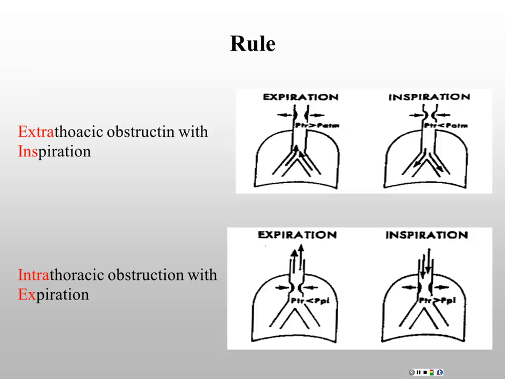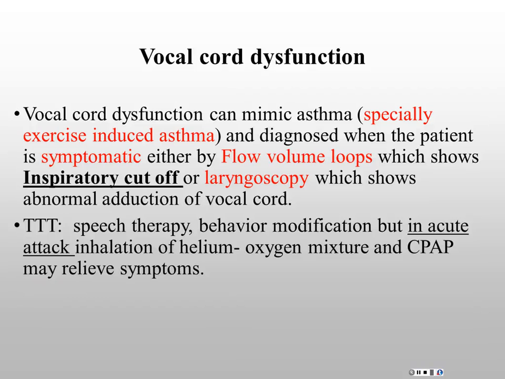This is the explanation of why you have inspiratory cutoff or expiratory cutoff depending on the site of the lesion, intrathoracic versus extrathoracic. It depends on the atmospheric pressure, intrathoracic pressure, and the intra-airway pressure during inspiration and expiration. This will give you an idea about the pathogenesis of how this inspiratory and expiratory cutoff happens. But if you want to remember quickly for the test: extra with inspiration, intra with expiration. So intra with X, extra with N. That's a way to remember it quickly for your test.